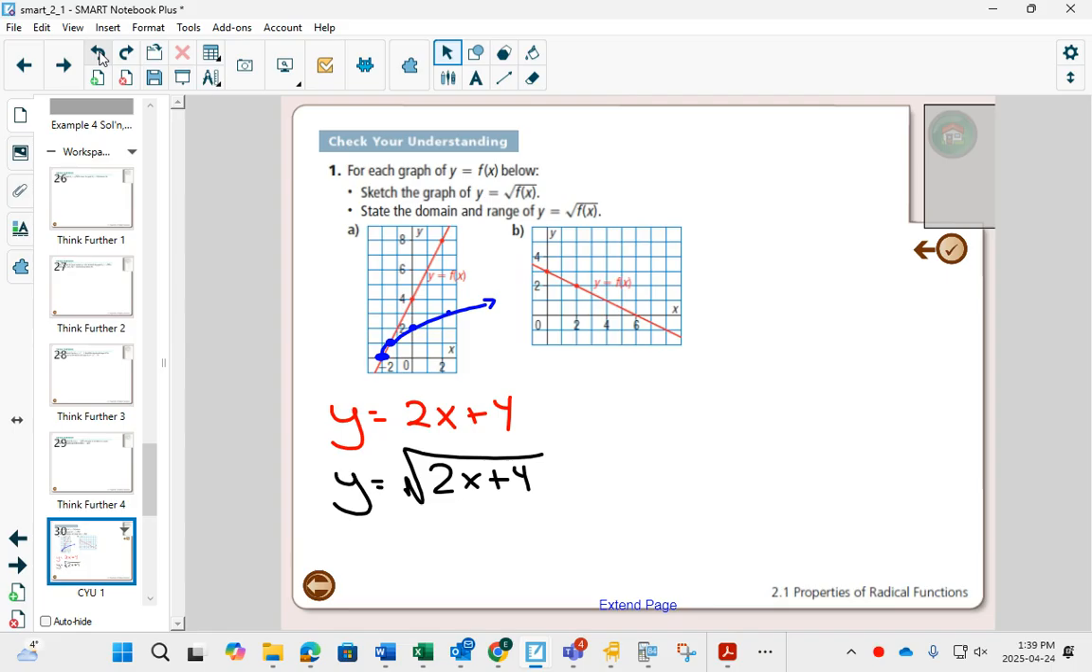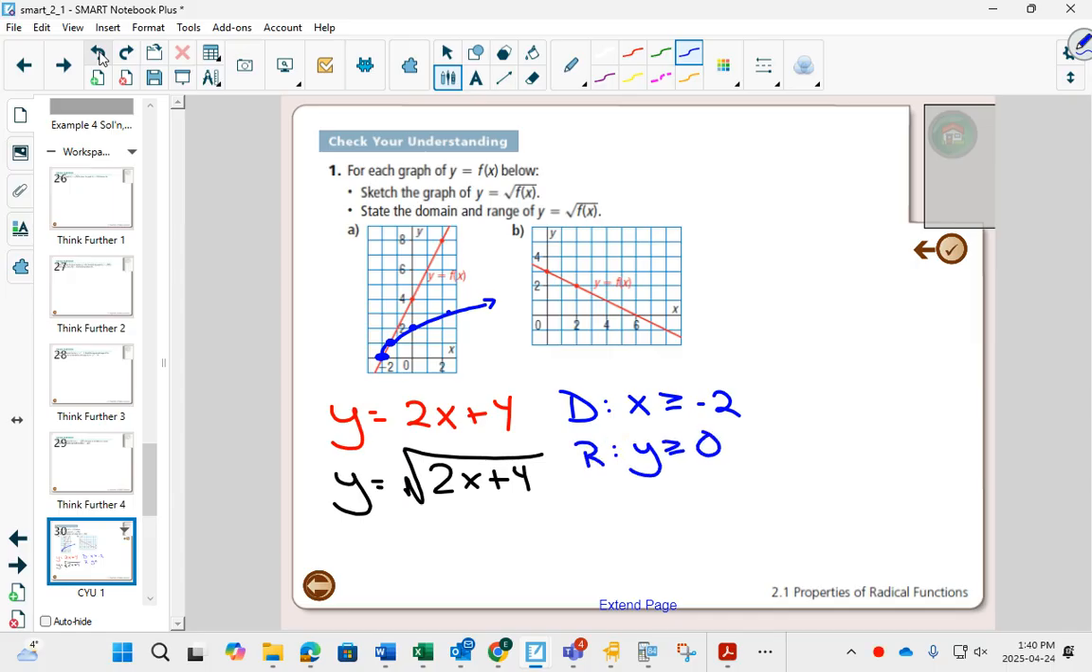So if you went to part B, the steps for, I didn't finish part A. Do you see that it says, sketch the graph, we did that, state the domain and range of the blue graph? So the domain is the x values are bigger than or equal to -2, and the range, the y values are bigger than or equal to 0. That's for the first one.